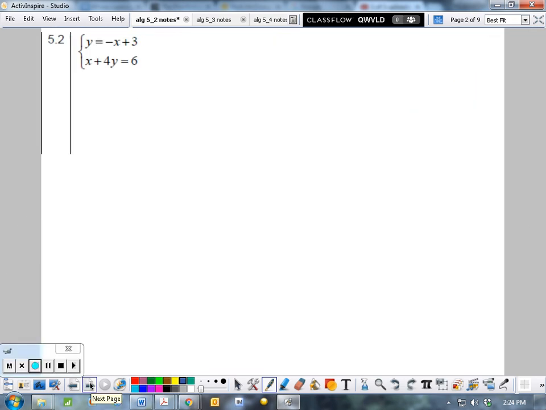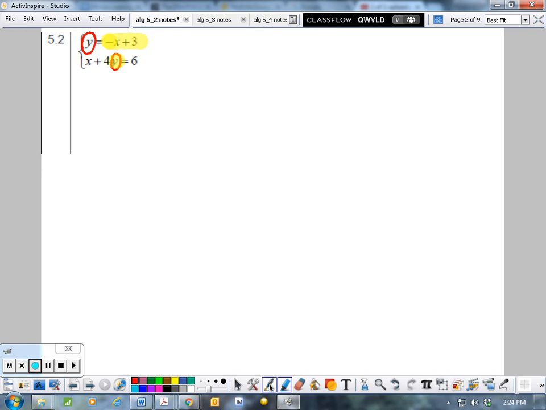So now I have y equals negative x plus 3 and x plus 4y equals 6. So now I have to ask myself, do I have an x equals or do I have a y equals? So I see that I have a y equals, so I'm going to circle my y here. I'm going to circle my y here. And now I have to figure out, well, what does y actually equal? So here I know y is negative x plus 3 because it says y equals negative x plus 3.